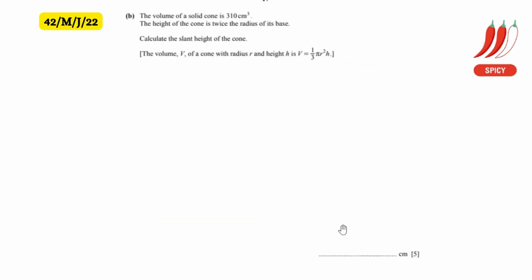And it says the volume of a solid cone is 310 centimeters cubed. The height of the cone is twice the radius of its base. Calculate the slant height of the cone. So volume is 1 over 3 pi r squared h. So 310 equals 1/3 of pi r squared h. And height is twice the radius of the base. So height is twice of the radius, so that's 2r.